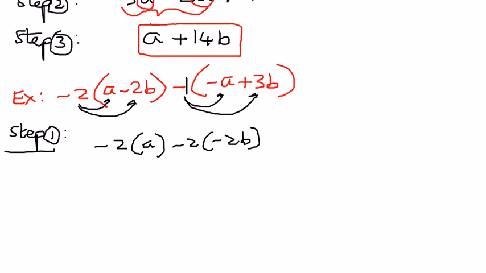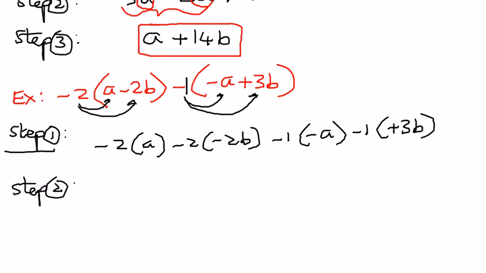Next, we're going to take the negative 1 and then distribute it to the terms inside the second set of parentheses. Negative 1 times negative a, like that. And then negative 1 times positive 3b. We have distributed all the terms successfully. Now in the next step, we will simplify the terms.